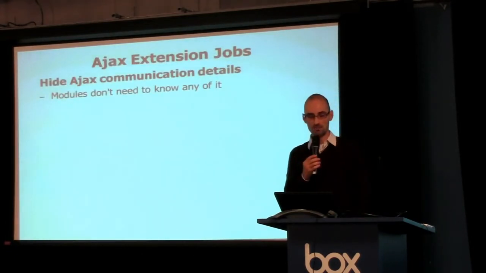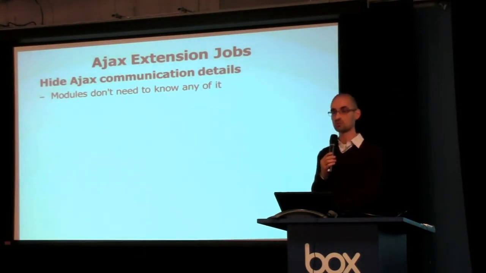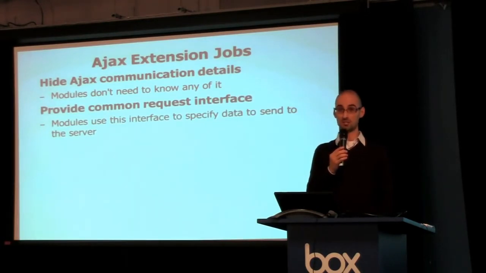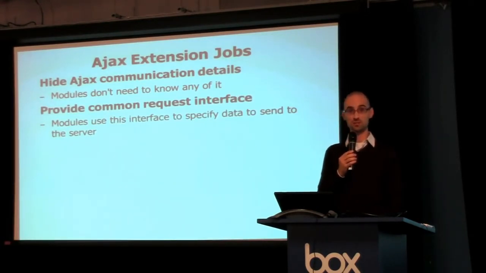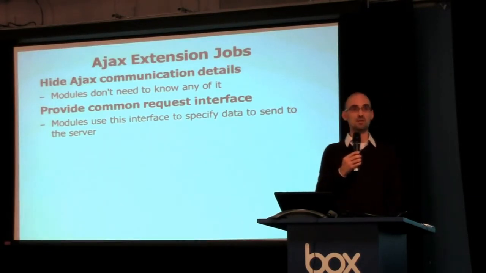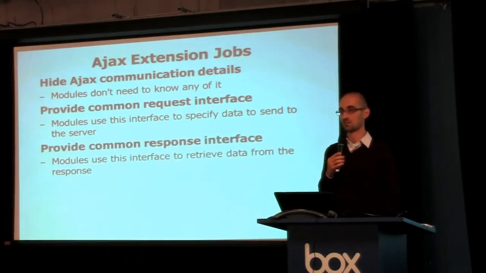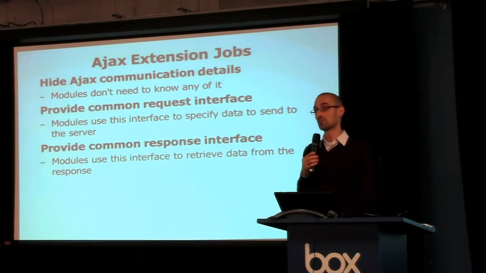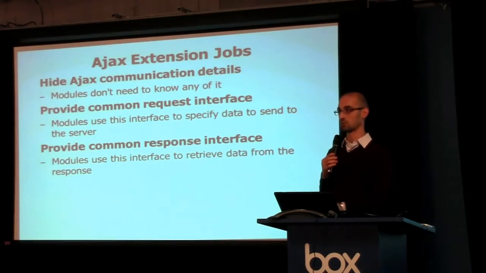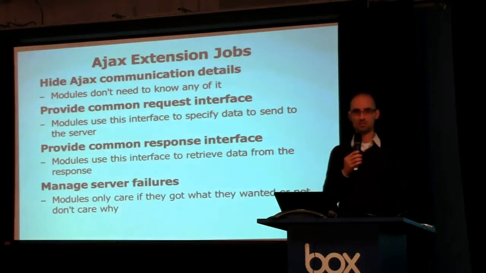So the AJAX extension's job, obviously, is to hide all of those details with those 3 parts of the communication. The modules shouldn't need to know any of that. Provide a common request interface. So whatever you're sending to the server should be generic enough that you're not sending a string, but you're sending a bunch of key value pairs. And a common response interface as well. Same deal. You should be able to get back a series of key value pairs and not need to know about the actual over-the-wire data format. And also manage server failures.